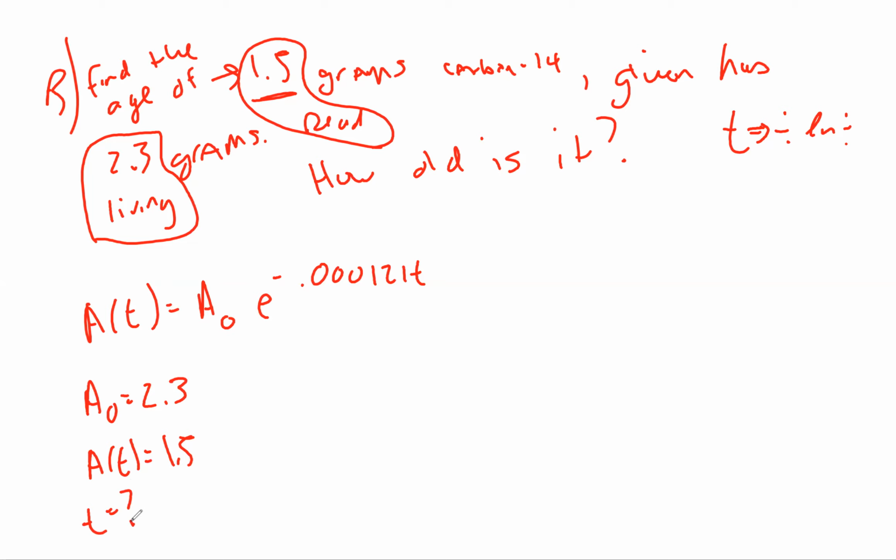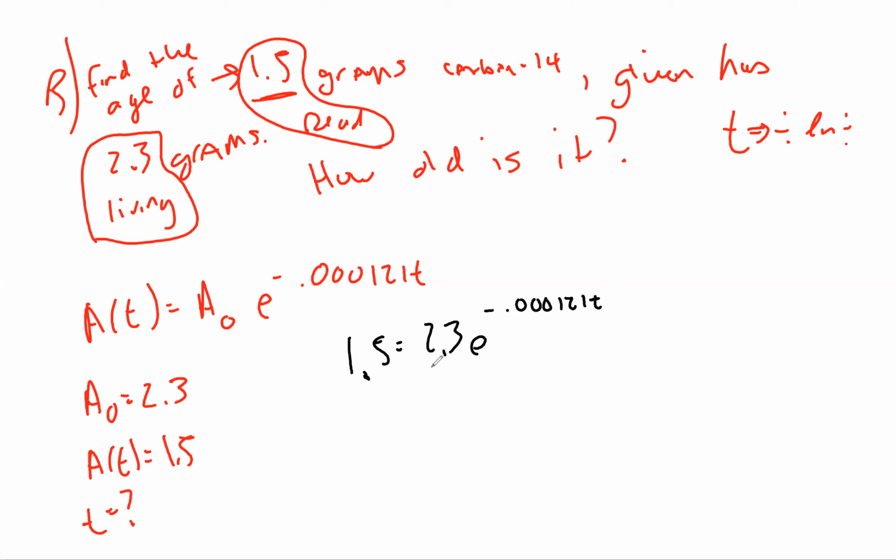And so my formula is going to be set up like this. I'm going to have 1.5 equals 2.3 e to the negative 0.000121t, like that. And so the difference in this problem and the one that we just did is these two guys right here are no longer the same. So they're not just going to go away like they did in the last problem. But we still have to divide, ln divide. So let me pause for 1 second. What are your thoughts on the setup of the problem? Any issues with the way this looks so far?